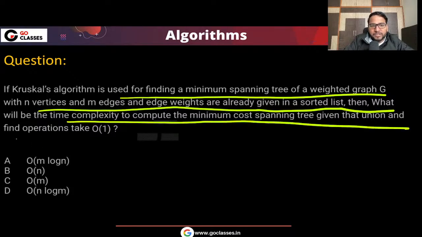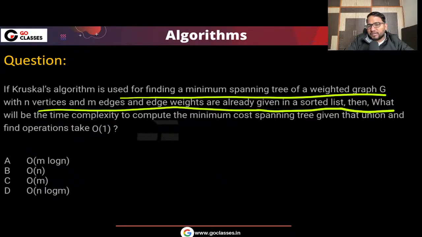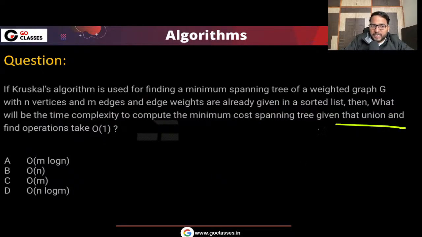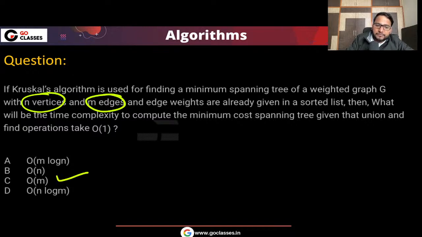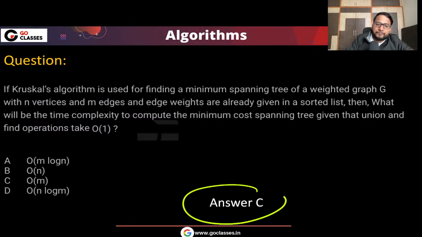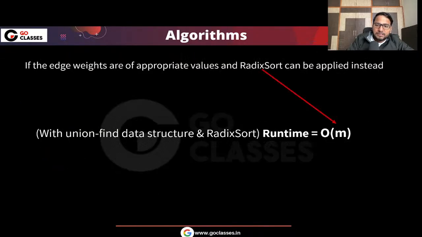That union and find operation takes order of 1. Union-find is one data structure that we don't need to check. So again, what is the answer here, m or n? The number of edges is m, the number of vertices is n. So what is the answer? Again order of m, right? C is the answer. Understood? Now let's see this.